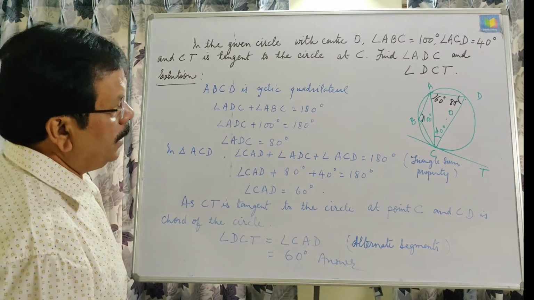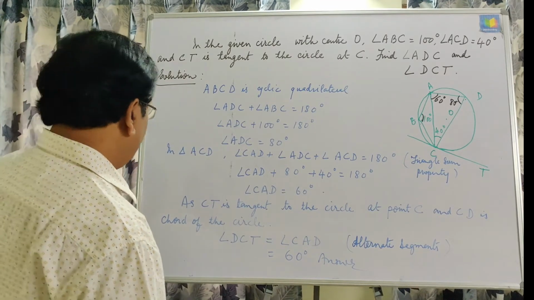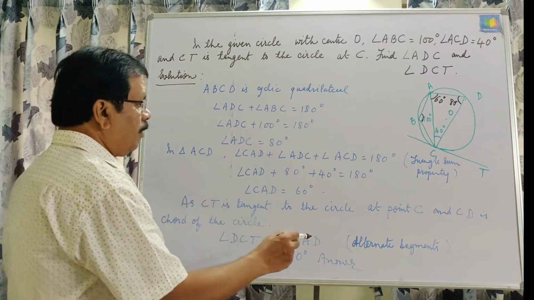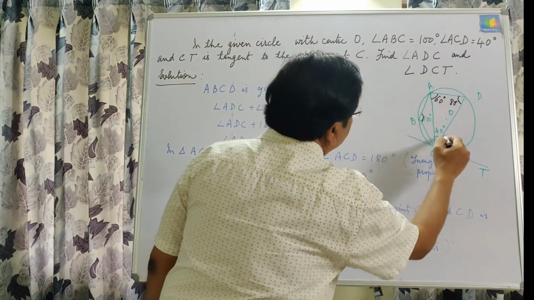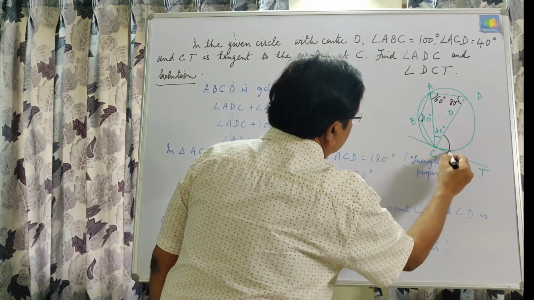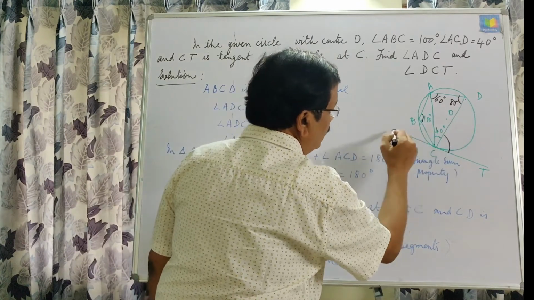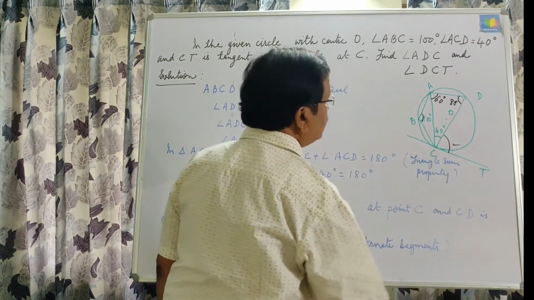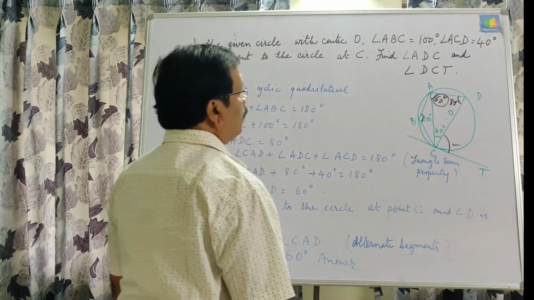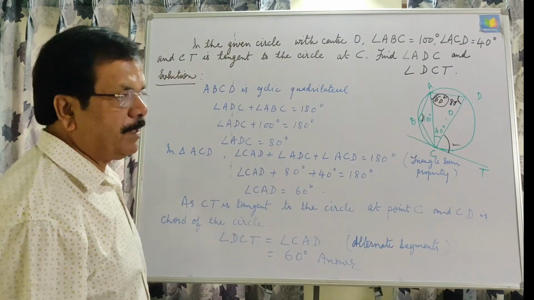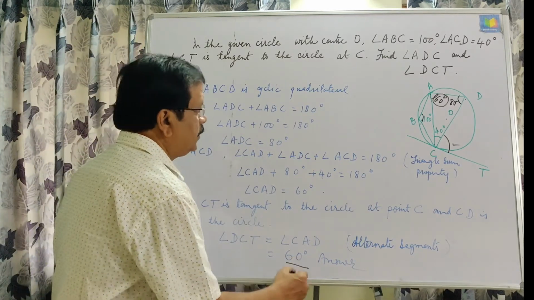And once this is 60 degrees, then by using the alternate segment property, we have to find out angle DCT. If DC is a chord and this is the tangent, then this angle is equal to this angle because of being alternate segments, and this way angle DCT is 60 degrees.